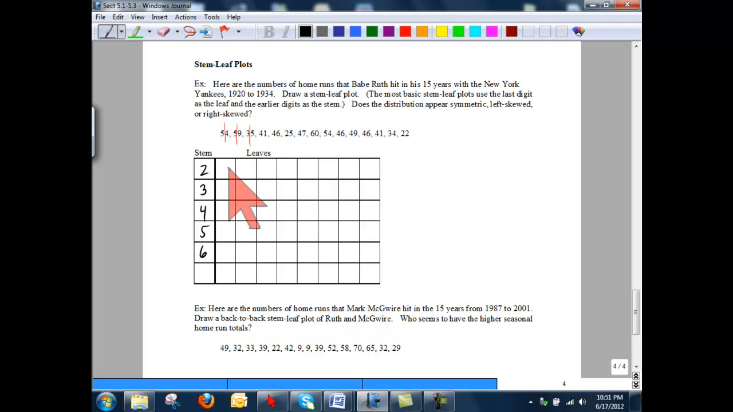And here's how you make this stem leaf plot then. I see a number like 54, so it has stem 5 and leaf 4. 59 has stem 5, leaf 9. 35 has stem 3 and leaf 5, and so on. So 41, 46, 25, 47, 60, 54, 46, 49, 46, 41, 34, and 22. And that's it.